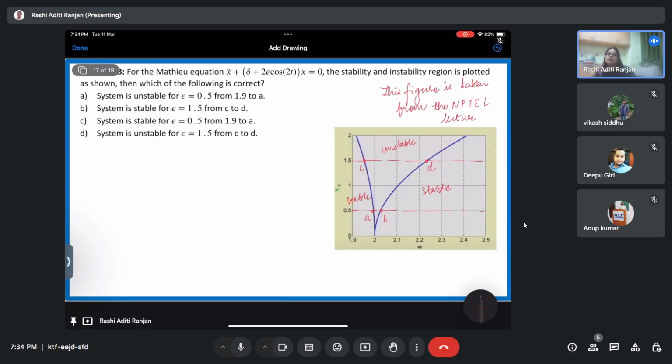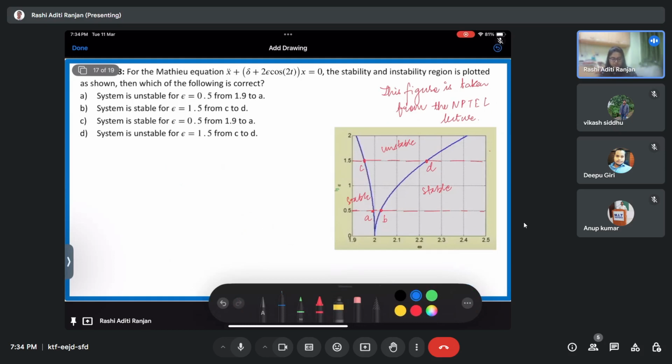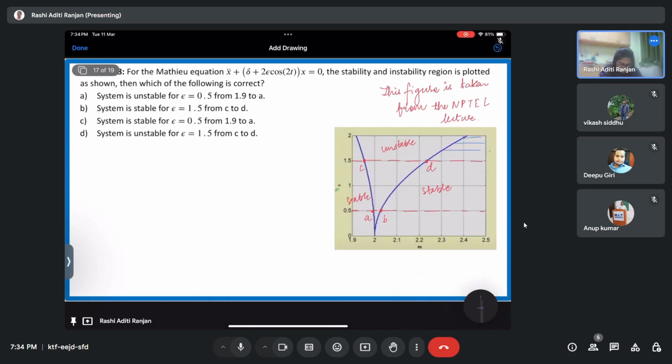Now the question is saying which of the following is correct. So let us read what the options are. The first option says the system is unstable for epsilon 0.5 from 1.9 to A. So it is saying that from here to here my system is unstable, which is not true, because from here to here my system is essentially stable. You can see that this is the stable region. Let us just make a region over here. So this horizontal line signifies the stable region. So from 1.9 to A, my system is essentially stable.